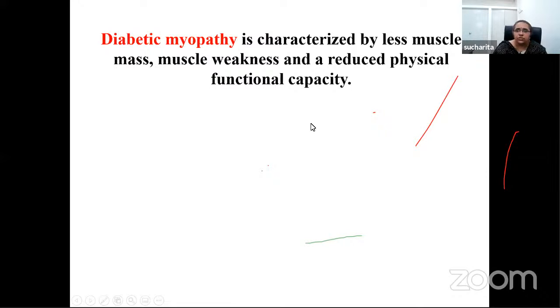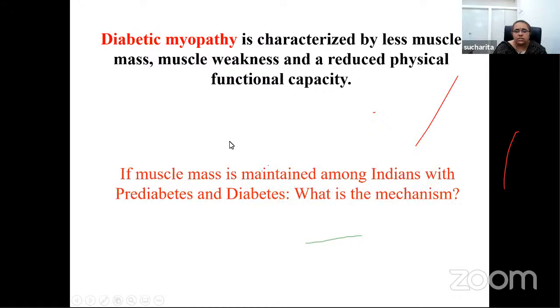Though none of the individuals in our cohort had reduced physical functional capacity, the only thing which we could uncover was muscle weakness, or the strength of the muscle was reduced. But by definition, the muscle mass should have been reduced, but we didn't find that reduction in the muscle mass.